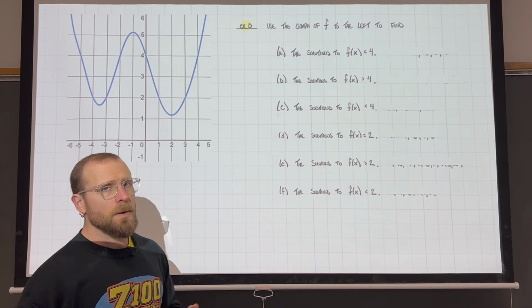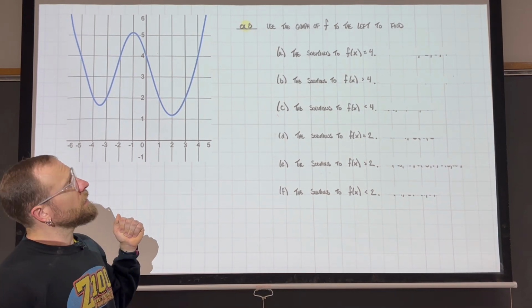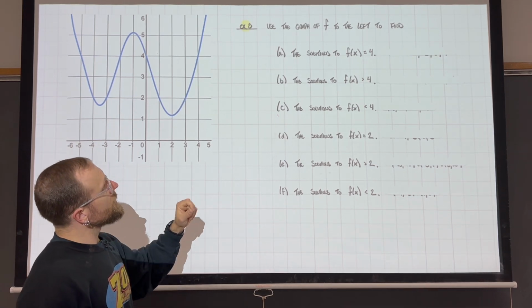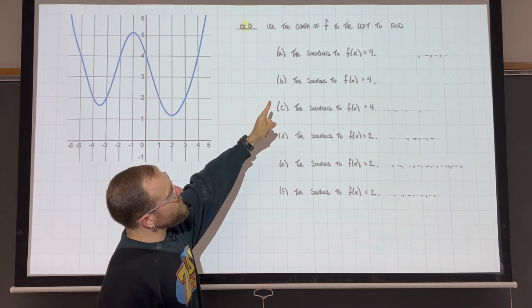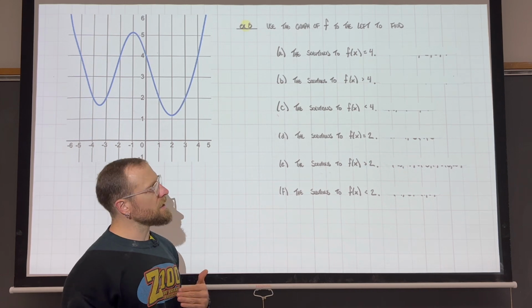All right, here's another example, more or less doing the same thing. I have a new function here. This is the graph of f. This is all I have to go on to answer the following questions. Can I find the solutions to f of x equals 4? For what values of x does f of x equal 4?